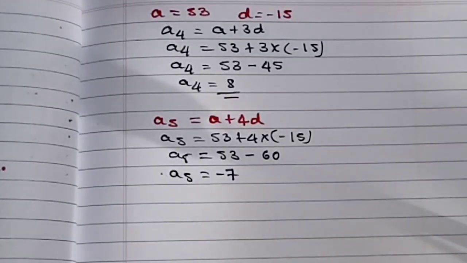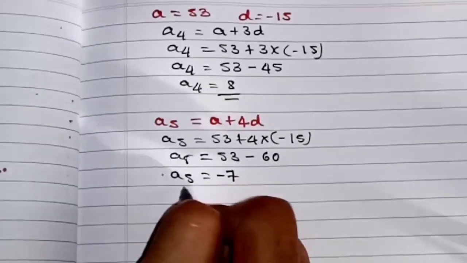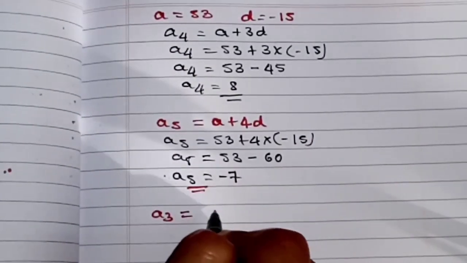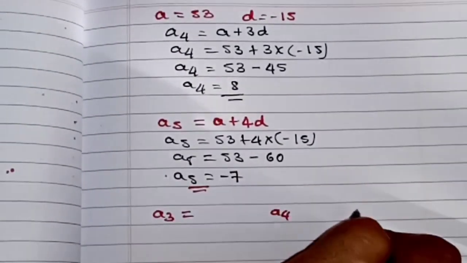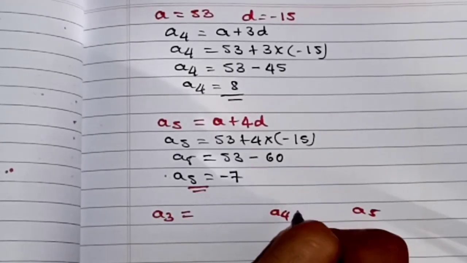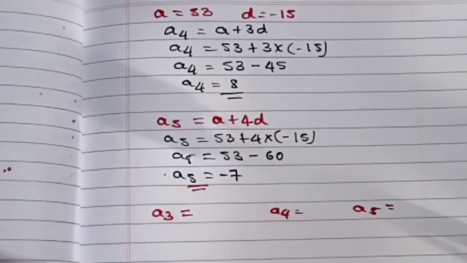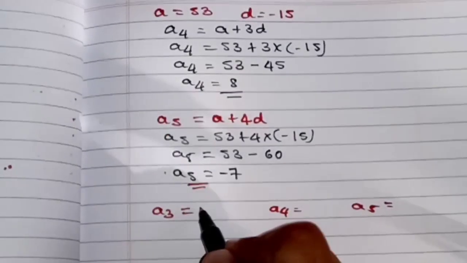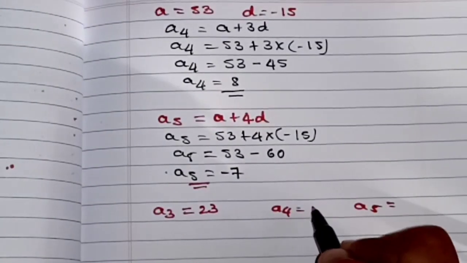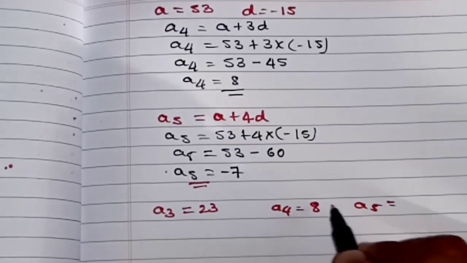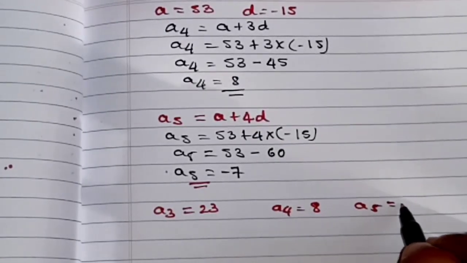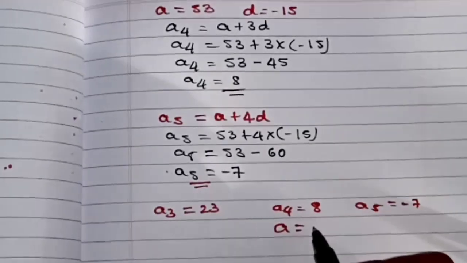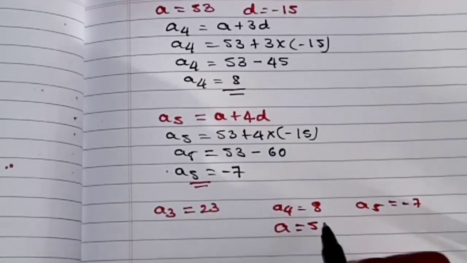Now you have found the value of the a third term and also the a fourth term and also the a fifth term. Okay, how much? The a third term will be 23, the a fourth term will be 8 and the a fifth term will be minus 7, and as usual you have found the value of the first term. The first term will be 53.